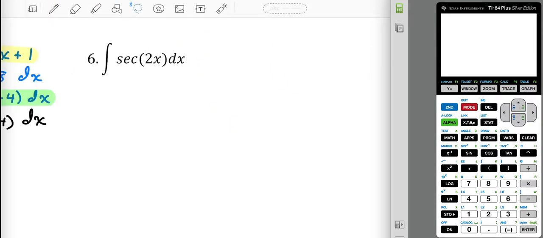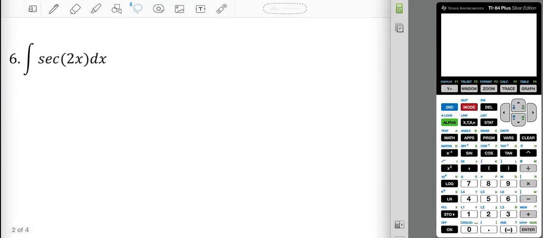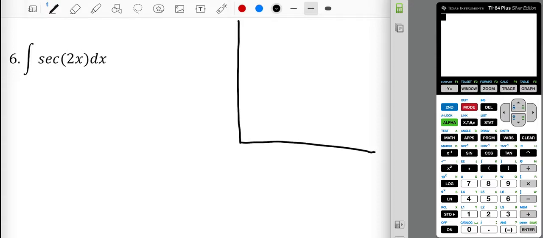For number 6, there's a bunch of different ways that you can do it. One way actually relies on you knowing what the antiderivative of secant is, and if you know the antiderivative rule for secant, then you're in good shape. What I'm going to do is just take this opportunity to show you where the antiderivative rule for secant came from, so I'm just going to do that as a quick aside.